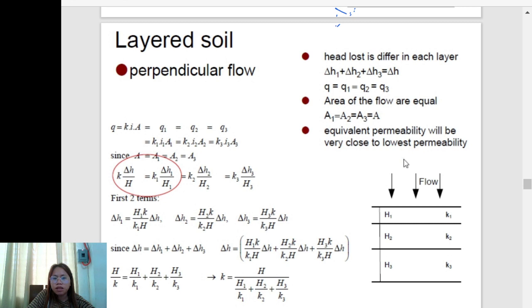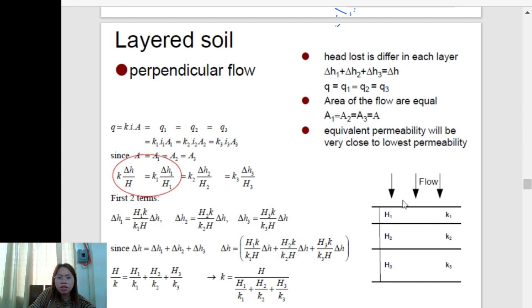And Q, discharge for this one, is equal. The Q, the total discharge per unit time, is Q1 plus Q2 plus Q3. And the areas are also equal for this, that A1 is equal to A2 is equal to A3 is equal to the total area. So that the equivalent permeability will be very close to the lowest permeability.